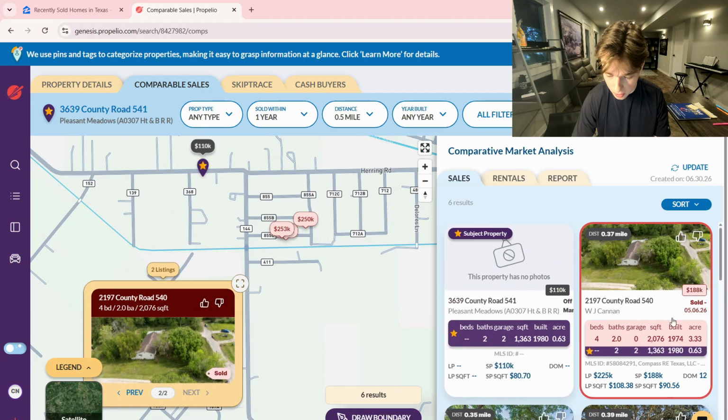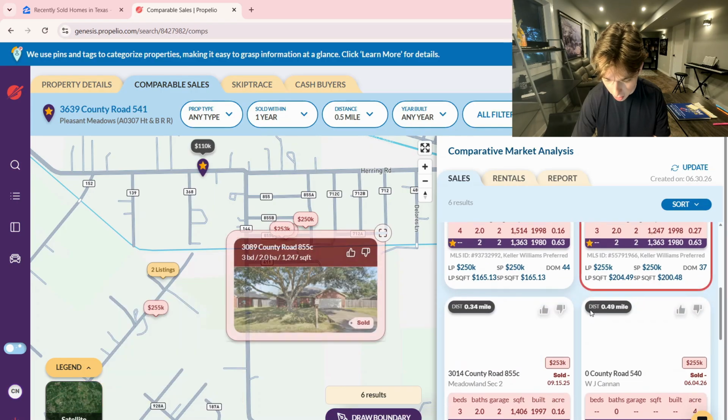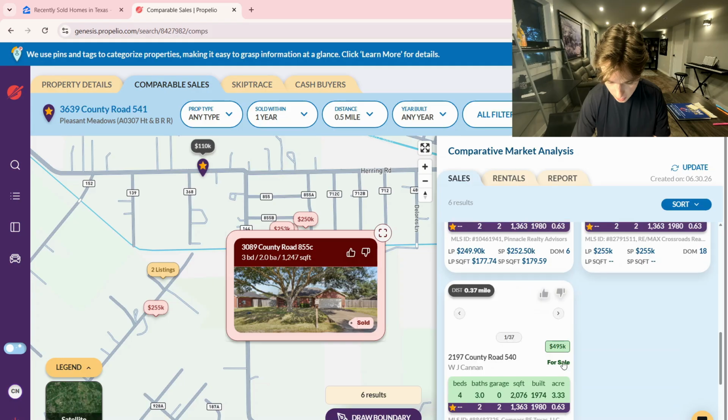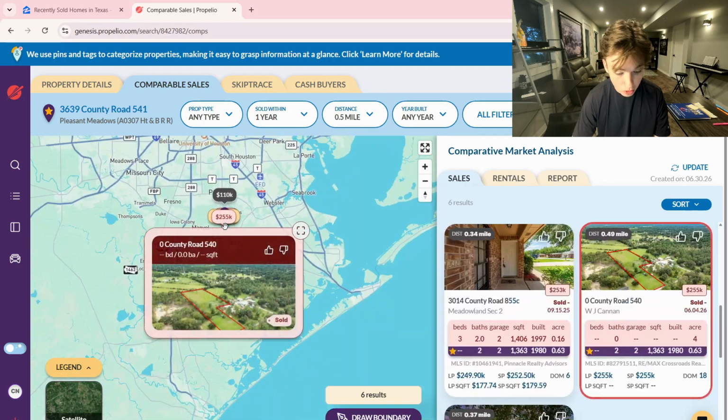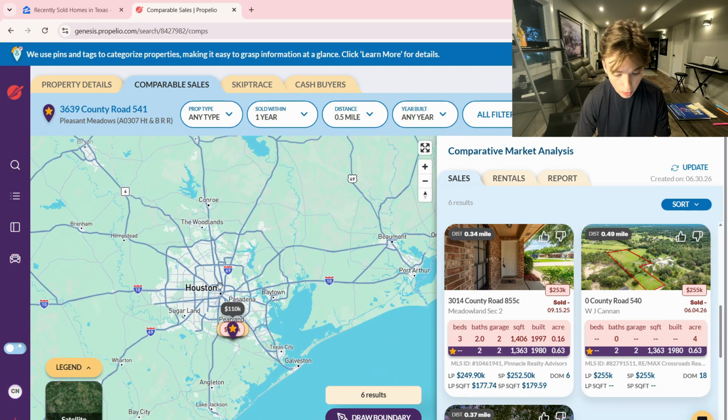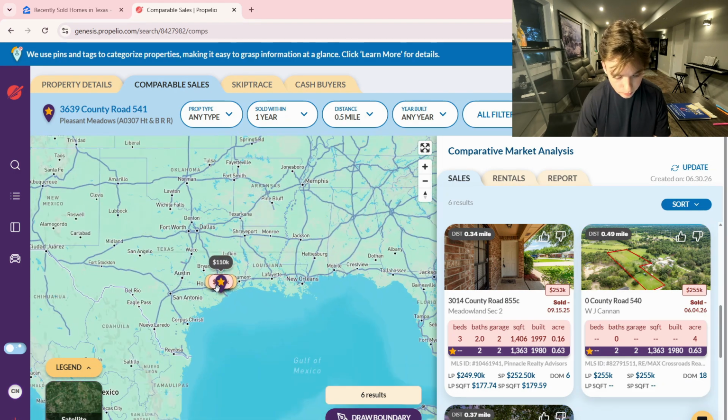Now, you can see what it sold for. You can see everything in comparison to your property. And yeah, it's pretty straightforward. You should be using Propelio for non-disclosure states.